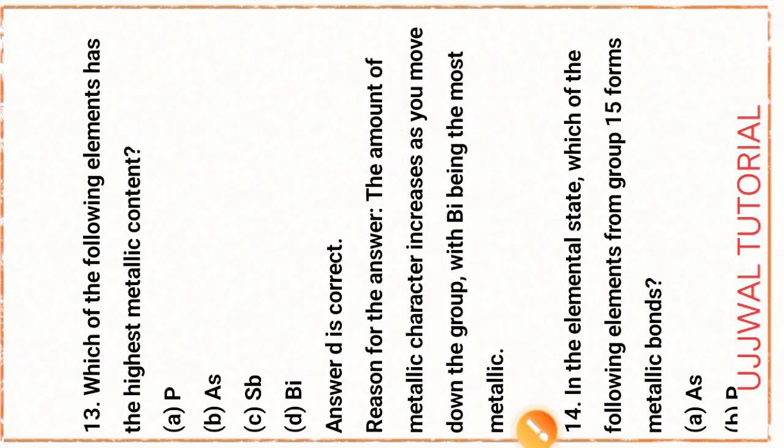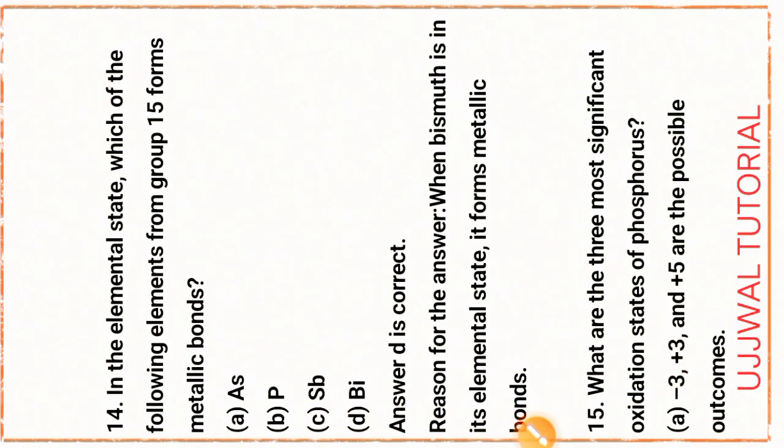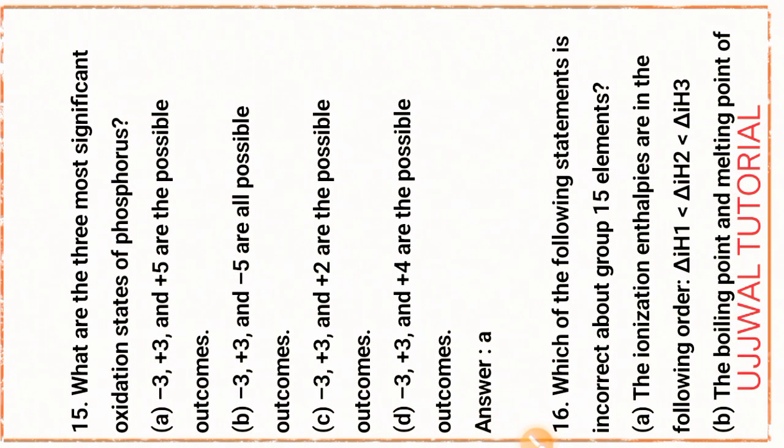Okay. Next question number 14. State which of the following elements from group 15 forms a metallic bond. Option D, bismuth. The explanation: bismuth in its elemental state forms a metallic bond.